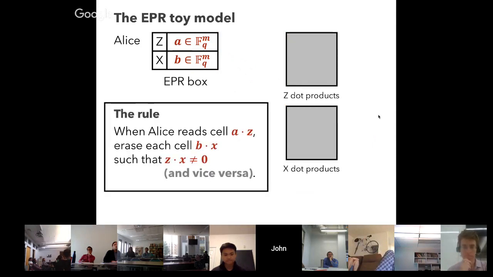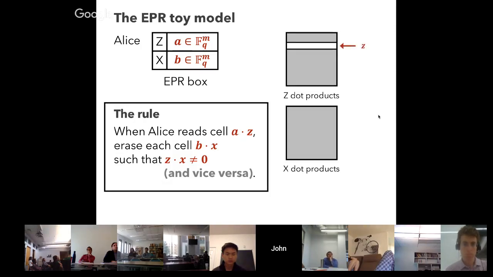There's one additional rule that limits how Alice can access them. Whenever Alice accesses some Z dot products, she has to erase some of the X dot products, so she doesn't get to read them. The formal statement is as follows. When she reads the cell A dot Z, the Z entry in the Z dot products, she has to erase all of the X entries which have non-zero dot product with Z, and vice versa. So when she observes X, then she has to erase every Z in the Z dot products such that X dot Z is not equal to 0.